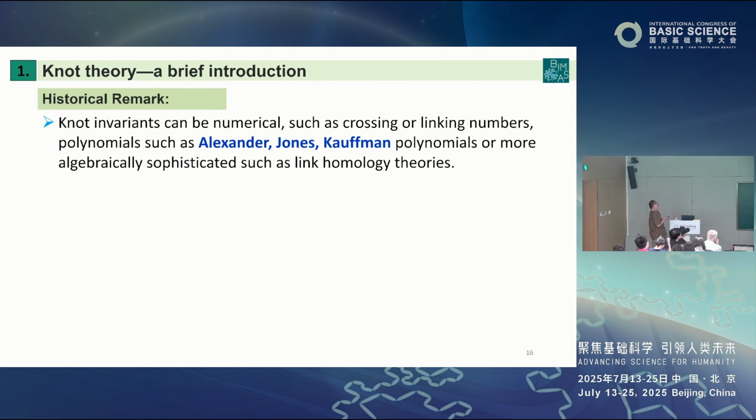Now we will review some historical facts. Knot invariants can be numerical, such as crossing number or linking number; polynomials, such as the Alexander polynomial, Jones polynomial, Kauffman polynomial, and so on; and some more algebraically sophisticated, such as link homology theories.